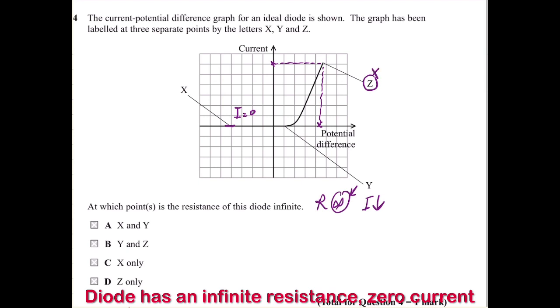And for Y, we found there is a value for potential difference, voltage, across the diode, but there is no value for the current, so the current is 0 as well. So in this case, to have an infinite value of resistance, the minimum current which is 0, so the correct answer is A.